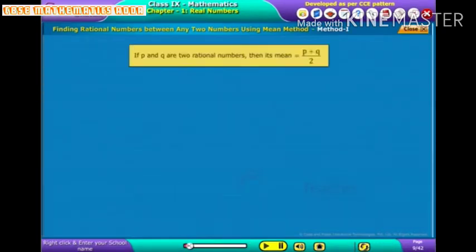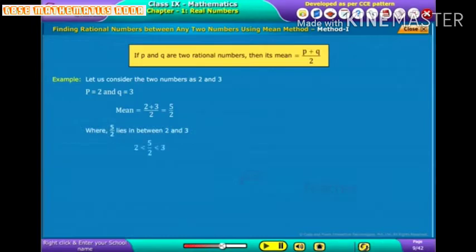Method 1. If p and q are 2 rational numbers, then its mean is p plus q by 2. Let us consider the two numbers 2 and 3. Here p is equal to 2 and q is equal to 3. Then the mean of these two numbers is 5 by 2, which lies in between 2 and 3.